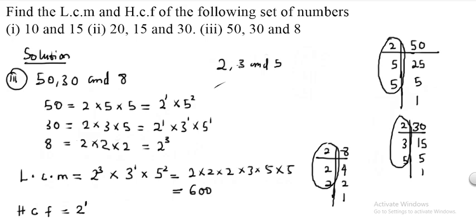Now for my next prime number, I check whether it appears everywhere first. 3 doesn't appear here. 3 appears here, but 3 doesn't appear here. So I leave out 3. My last number is 5. 5 appears here. 5 appears here, but 5 doesn't appear here. So I leave out 5. So that means my HCF is equal to 2.